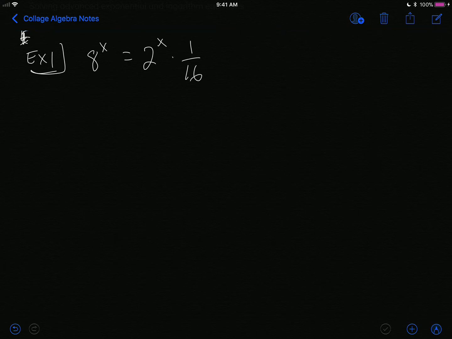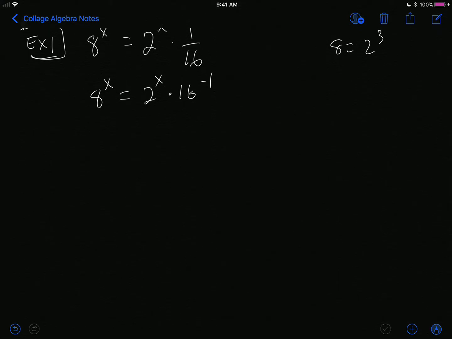Well, first question, do you see a fraction? Yes, I do. And so I can write that fraction with a negative power. So that's 16 to the negative 1. And then, are all my bases the same? No, they're not. 8 is equal to 2 to the third power, and 16 is equal to 2 to the fourth power.